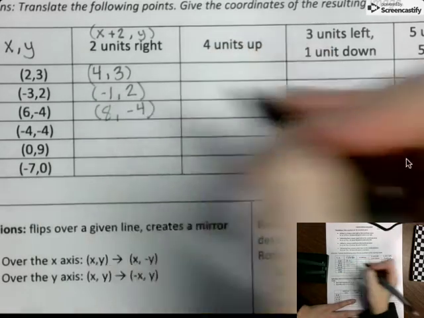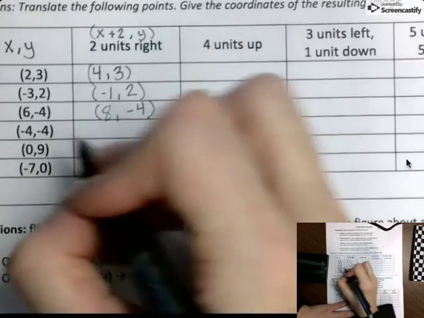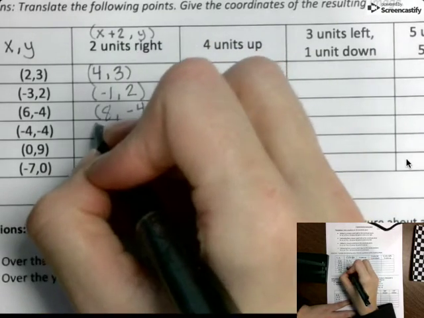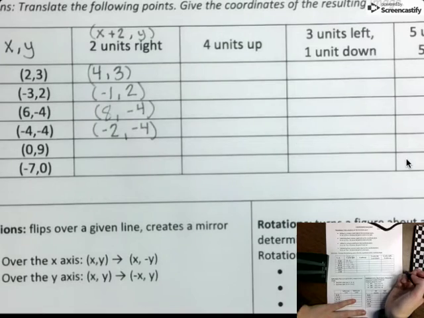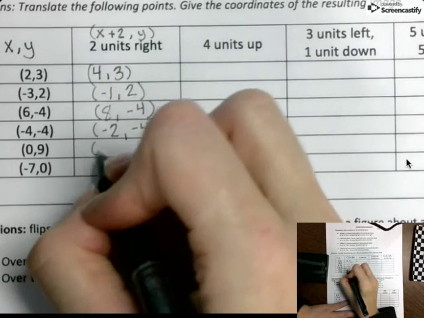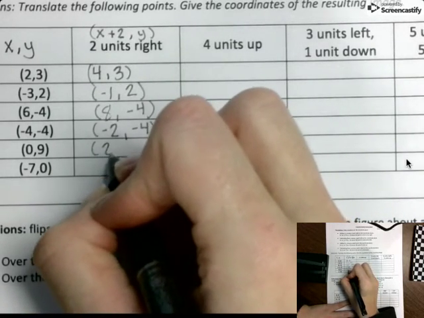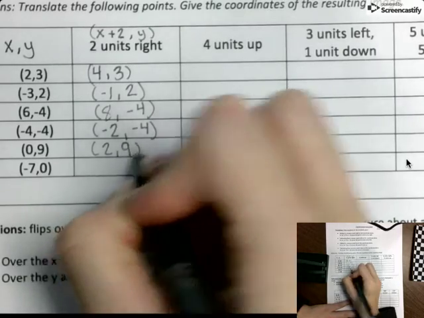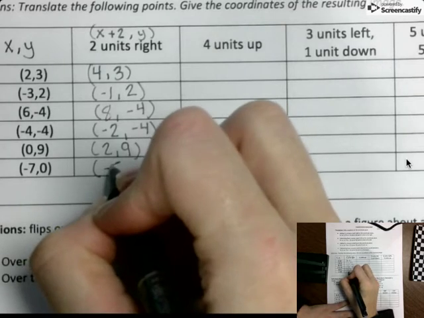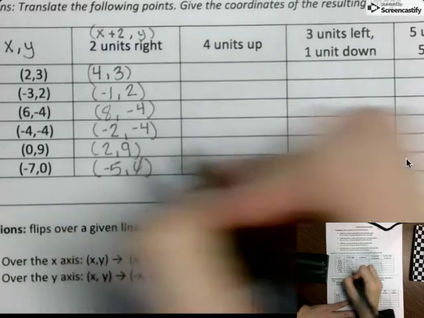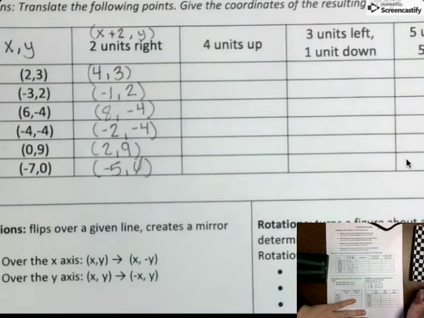6 plus 2 is 8. Y stays the same. -4 plus 2 is -2. Y stays the same. 0 plus 2 is 2. Y stays the same. -7 plus 2. Y stays the same. Okay, that's all we're doing.